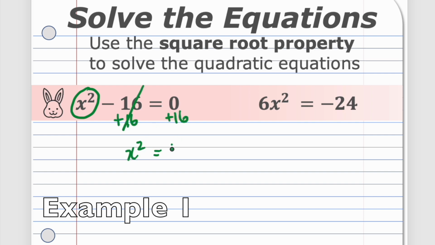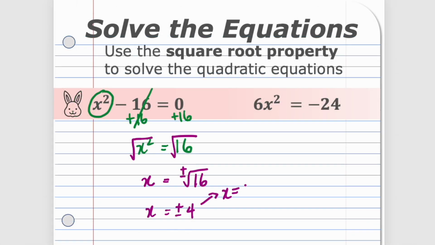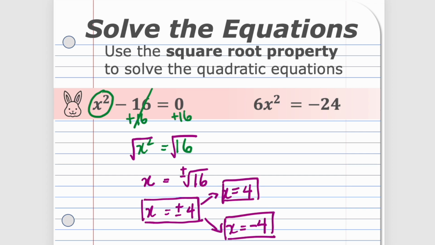x squared equals 16 is the new equation. To isolate x, we need the inverse of squaring a value, which is taking the square root of both sides. What we do to one side, we do to the other. That leaves us an x because the square root of a square cancels. And we're left with plus or minus the square root of 16, because we do have two answers. And we get plus or minus 4. x equals plus 4 or x equals minus 4. Leaving your answer like that is fine, but if you want to show the two values, you can definitely do that. x equals 4, x equals negative 4.